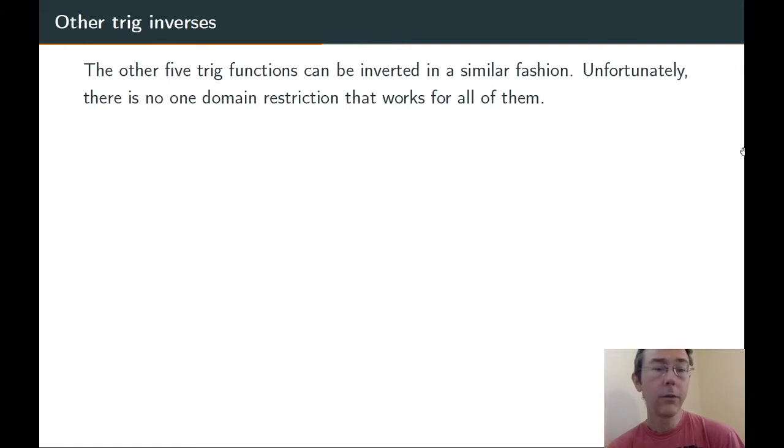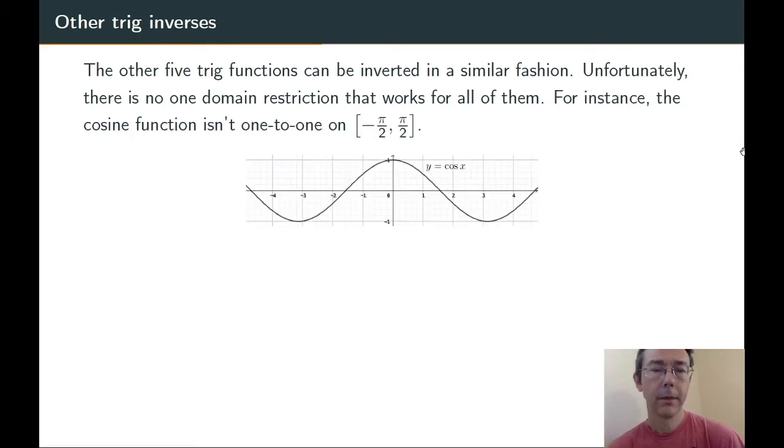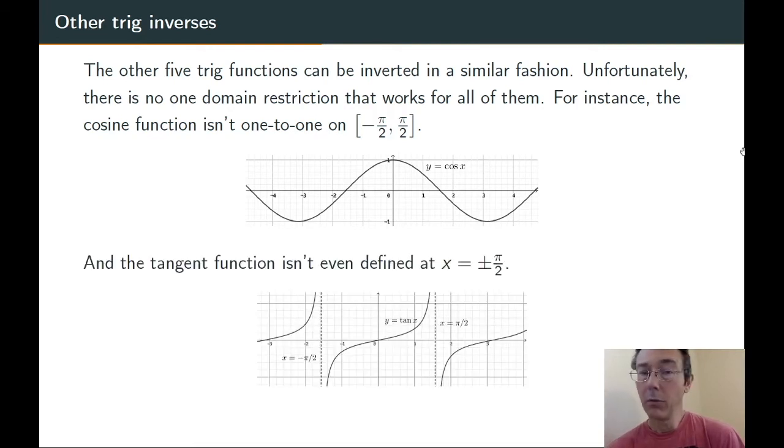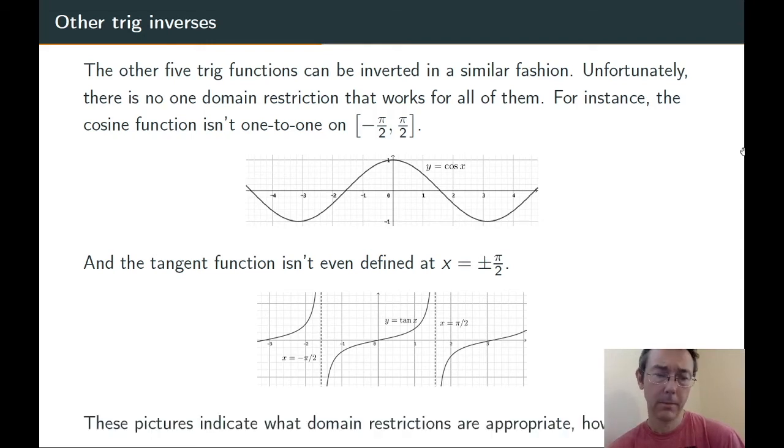The other 5 inverse trig functions are defined in a very similar fashion. Unfortunately, we can't just use that same domain restriction for all of them, and pictures make this clear. So here's cosine. Cosine is not one-to-one even on negative pi over 2 comma pi over 2. We need a different domain restriction. Tangent, it's maybe even worse. It's not even defined at those endpoints, negative pi over 2 and pi over 2. So we need different domain restrictions really for all of them.